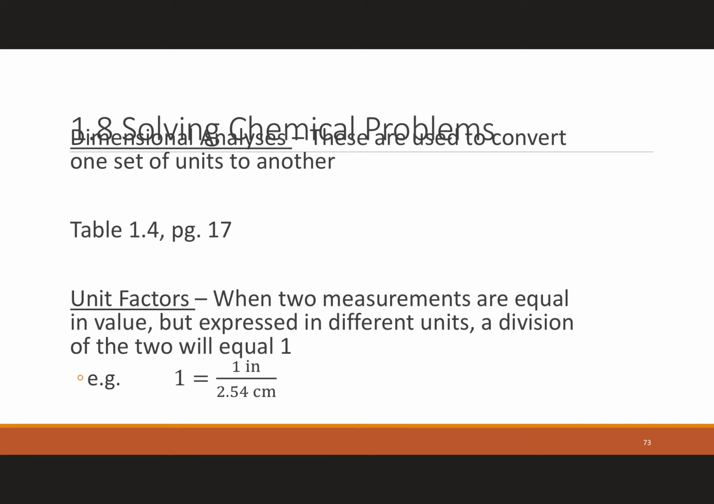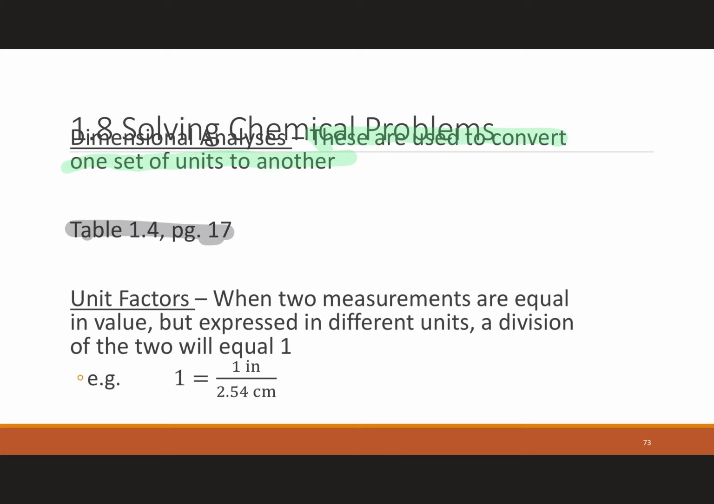But Section 8 is solving chemical problems, and what we're learning here is dimensional analysis. These are used to convert one set of units to another. Like I said, I'm 5 feet 11 inches. If you wanted to know how tall that is in the metric system, you need to convert it to centimeters or meters, or even millimeters or micrometers. It could be whatever. But I have to do something to make that conversion.